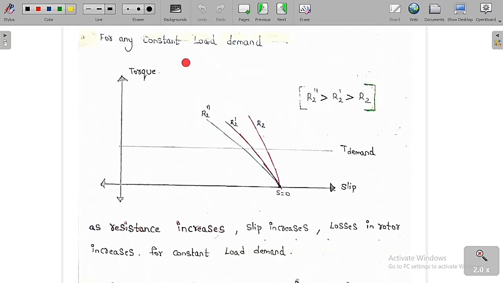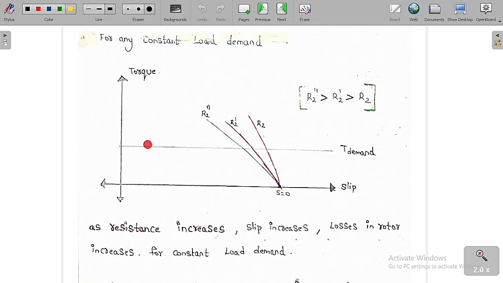Now, for any constant load demand, we will analyze the above graph. Same thing, torque with respect to slip. This is for R2, this is for R2 dash, and this is for R2 double dash. I have already told these graphs. Let me assume a load has a constant torque demand. Then you can see clearly R2 double dash is greater than R2 dash is greater than R2. All these things I have already told you. So as resistance increases, the slip increases.